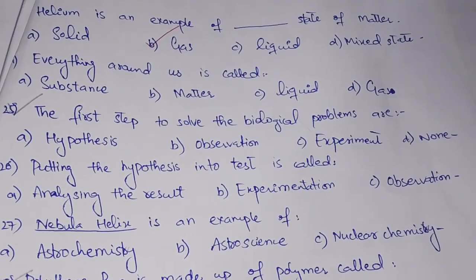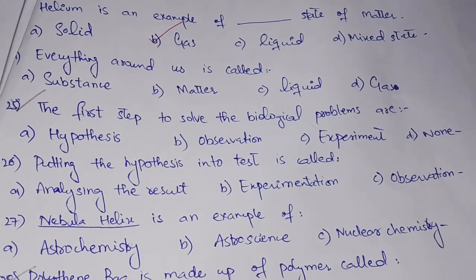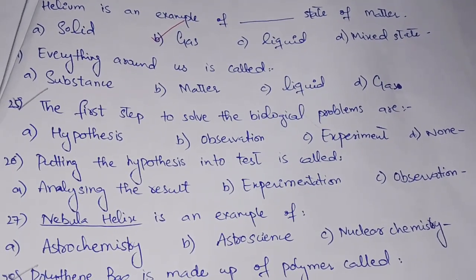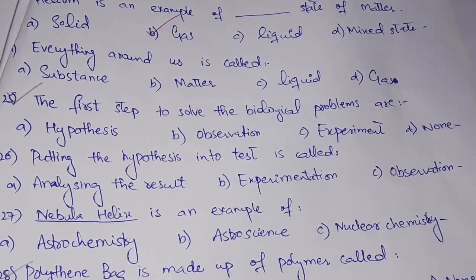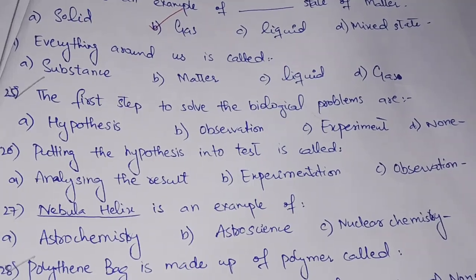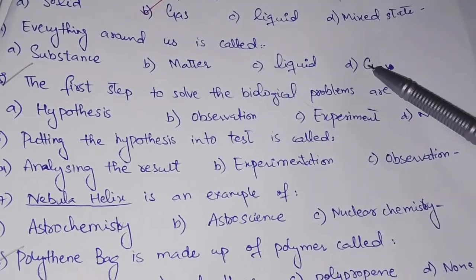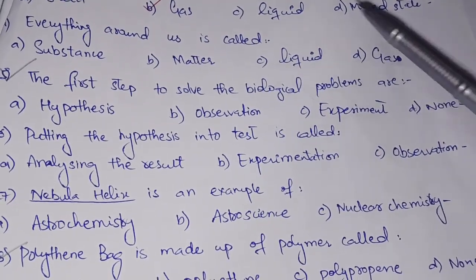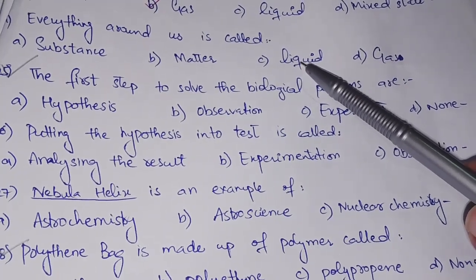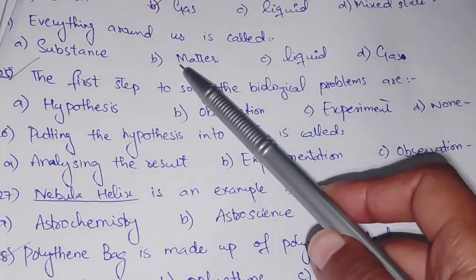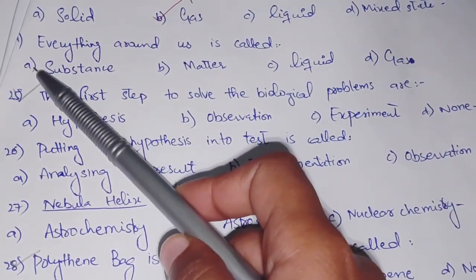Everything around us is called option A substance, option B matter, option C liquid, and option D gas. When we look at our surroundings, everything is not made up of only gas, and not made up of only liquid. And we have option B, which is matter, and then substance.